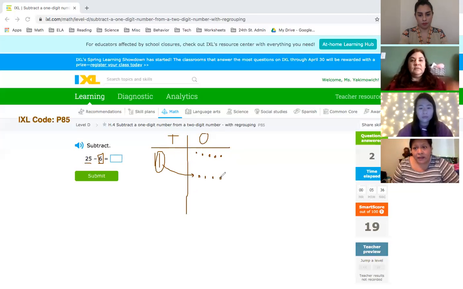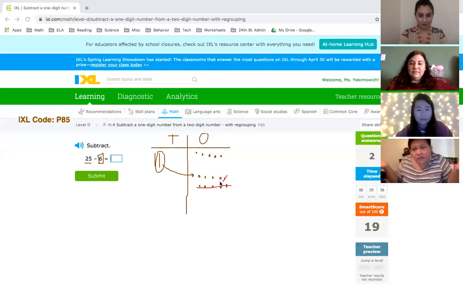So now that I have my 10 units drawn, because Ms. Yakimowicz is that fast, I can now look back at my problem and subtract, take 6 units away. So I cross out 6. And then I count my totals. Now that I've finished, I need to find the difference, what's left.